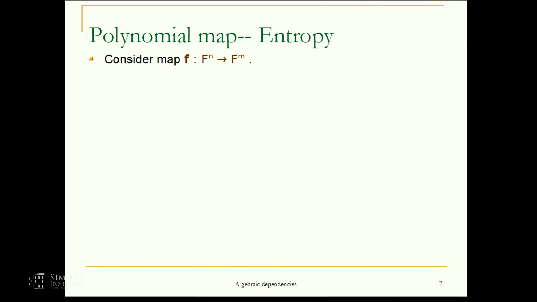So consider the map bold F from the space F^n to F^m, where n is the number of variables and m is the number of polynomials given to you.